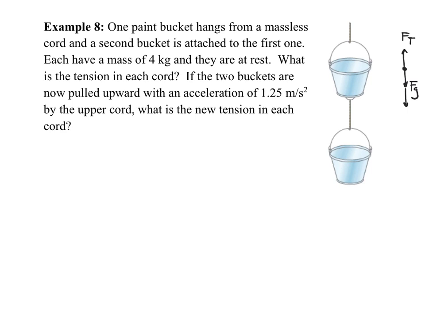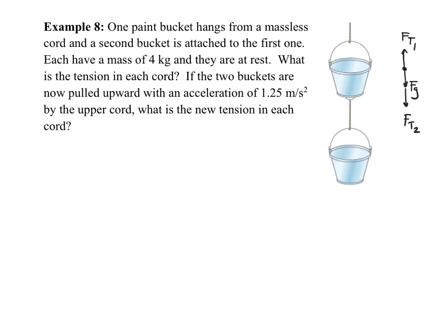Should we call them the same? Do you think they're going to be the same value? No. The upper rope supports both masses, right? The lower rope only supports the bottom mass. So we should subscript our tensions. FT1 and FT2. So that's the free body diagram of the upper mass.